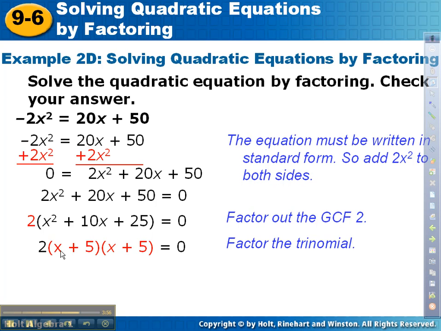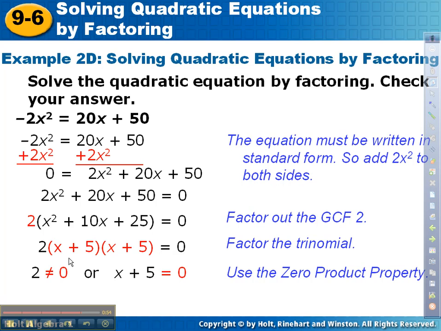Do you notice how these two are identical? Either x plus 5 has to be 0, or this x plus 5 has to be 0. If you solve for x, x is going to be -5. And once again, you have one vertex. Your vertex is sitting on your x-axis. We only have one solution.